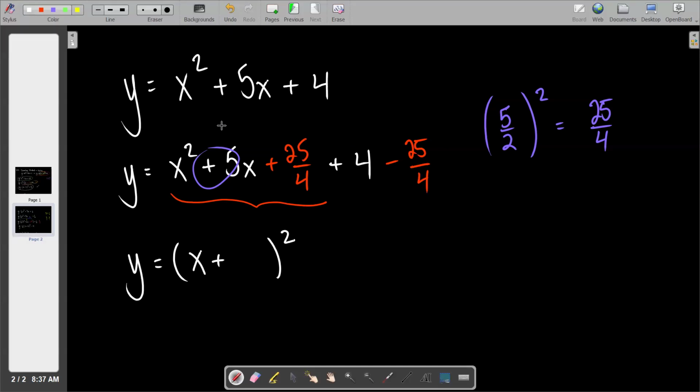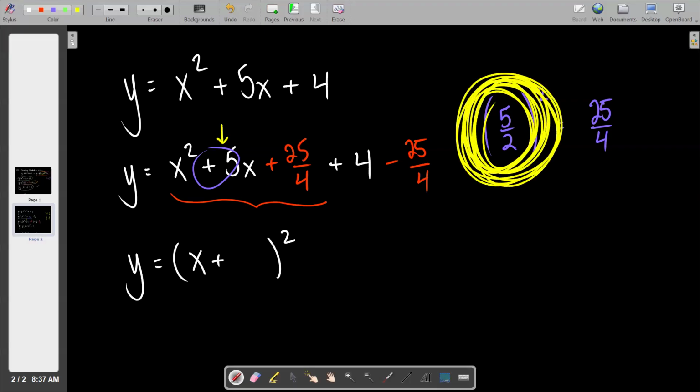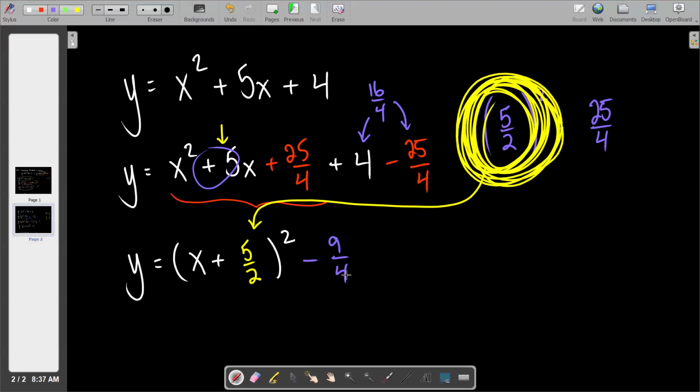You remember when we took half of 5? What's half of 5? That number that I'm circling in yellow, do you see it? Do you guys all see it? It goes right there. So whenever you take half, that's why you'll see me write that number down a lot because it's really helpful. And then at the end, you just got to do a little bit of grade school math. 4 is actually the same as 16/4. And then what's 16/4 minus 25/4? Negative 9/4.